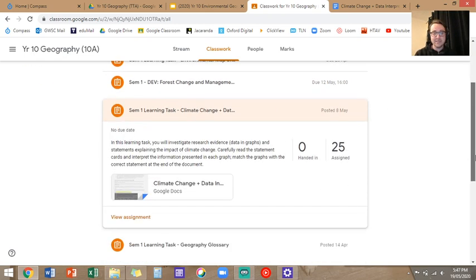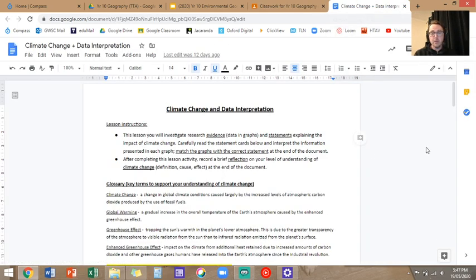Is the climate change worksheet. So you just need to click on that there, and it'll open up something that looks like this. So, this lesson, you investigate some research evidence and some statements explaining the impact of climate change. Before you start scrolling down, you're like, oh no, 3 pages. Super simple. It's a mix and match activity, basically. Y'all did this in primary school.